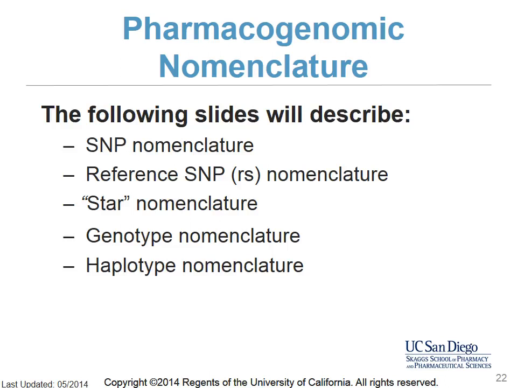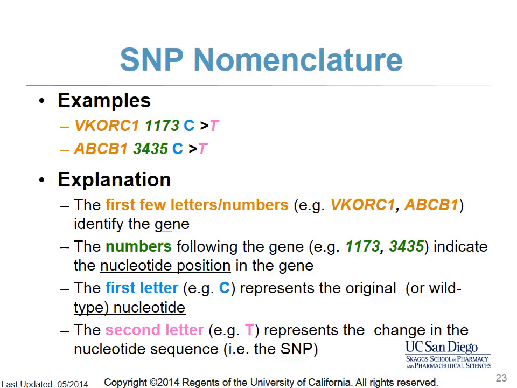There are a variety of naming conventions for gene variations. We will review the following: SNP nomenclature, reference SNP nomenclature, star nomenclature, genotype nomenclature, and haplotype nomenclature. We will start with SNP nomenclature. It is used for naming single nucleotide polymorphisms. This system highlights a change from the normal or wild-type sequence.